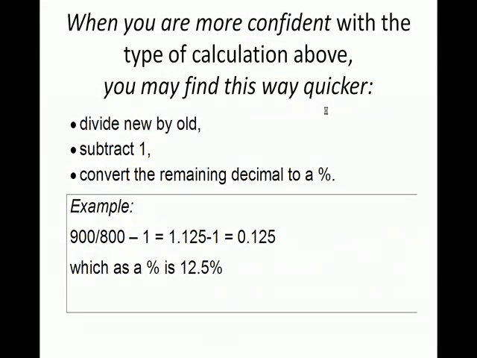When you're more confident with the type of calculation above, you may find this quicker. Divide the new by the old, subtract 1. Convert the remaining decimal to a percent. Example, 900 divided by 800 minus 1, 1.125 minus 1, which is 0.125. Convert that to a percent, and it's 12.5%. That's a common way that I do percents. But if you're not confident, use the other previous method.